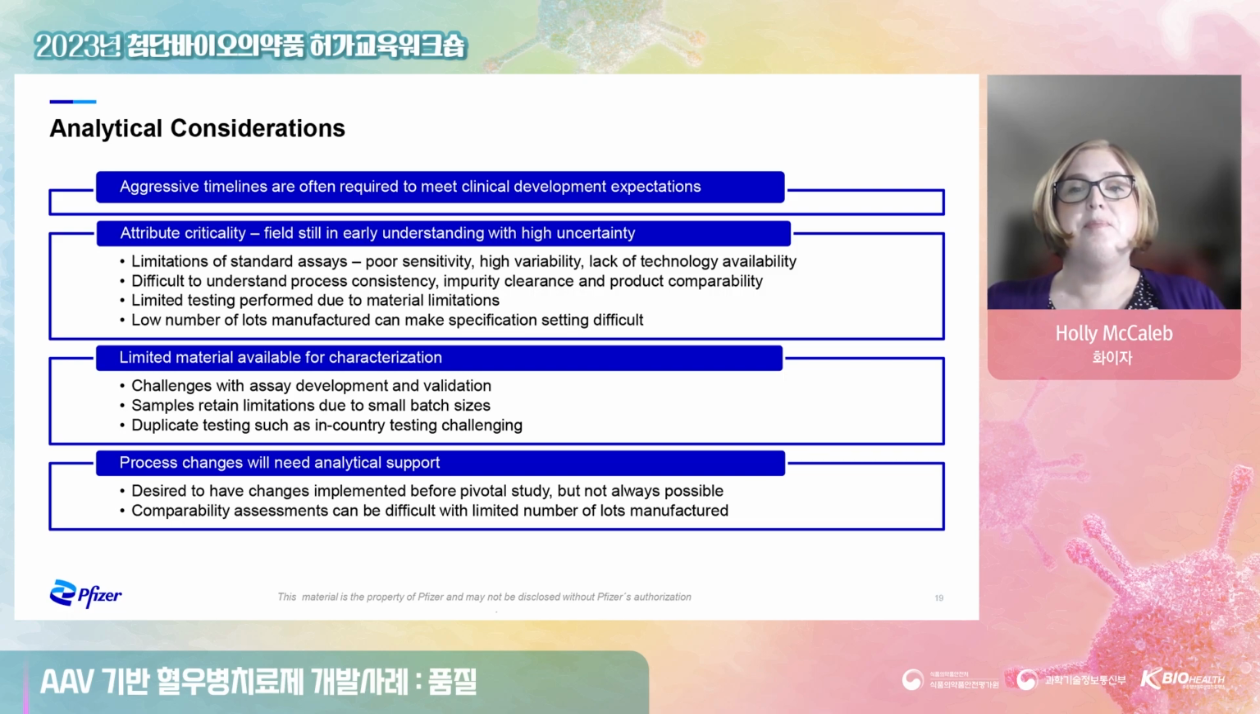And finally, most process changes will need analytical support in the form of analytical comparability. It is desirable to have changes implemented before the pivotal study, but this is not always possible. Depending on the stage of development, the analytical comparability assessments can be complex, and a statistical analysis of the comparability data is usually required to confirm analytical comparability between pre-change and post-change material.